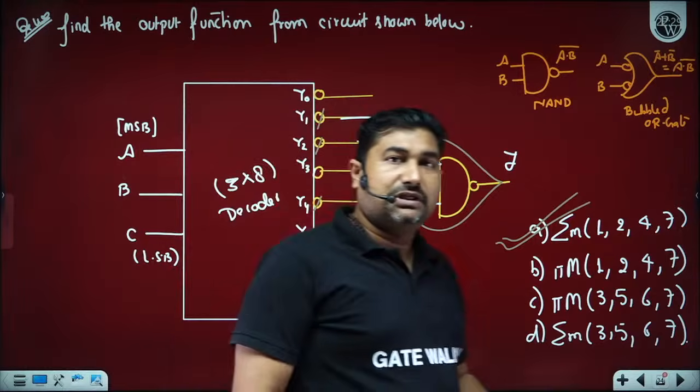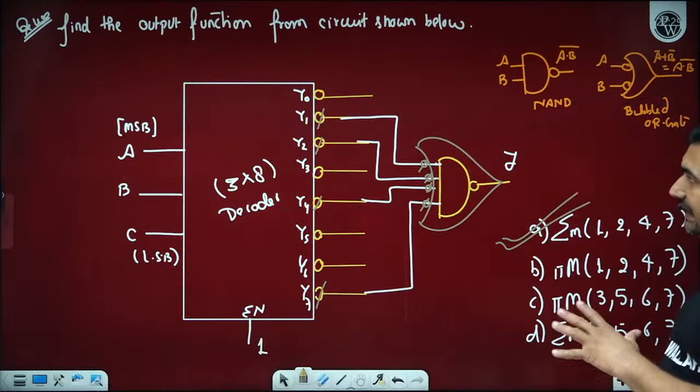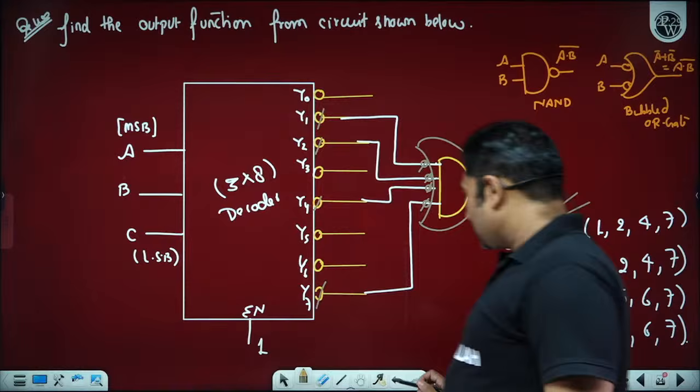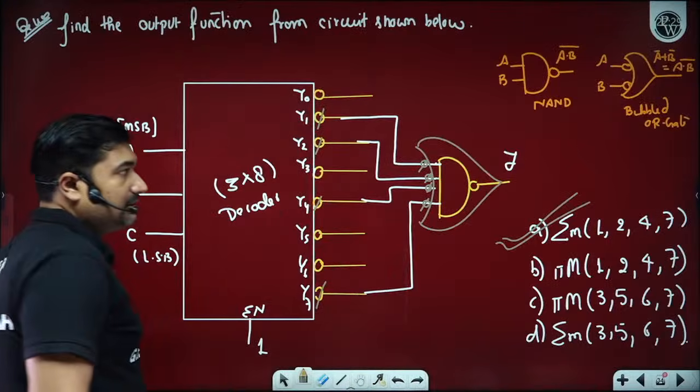This kind of question is going to be asked many times in previous years. So how many of you able to understand, beta ji? Great.